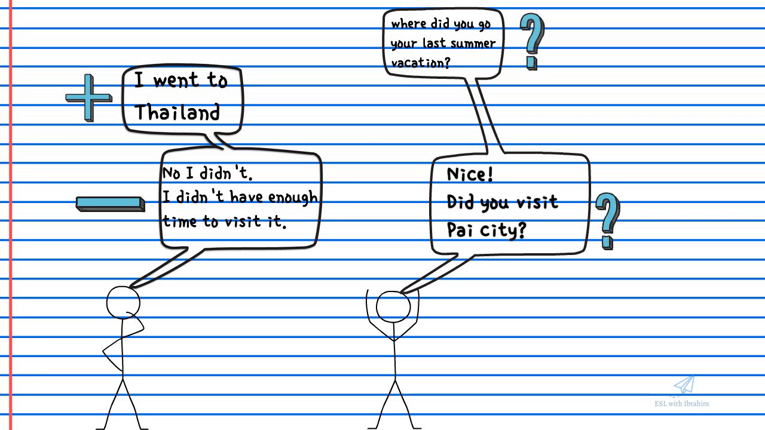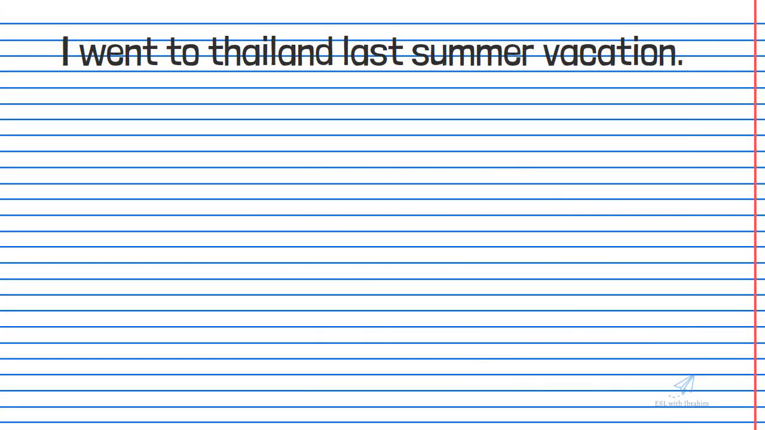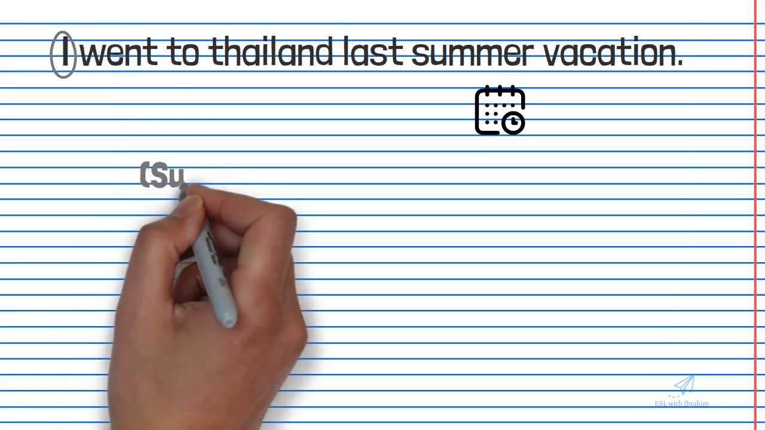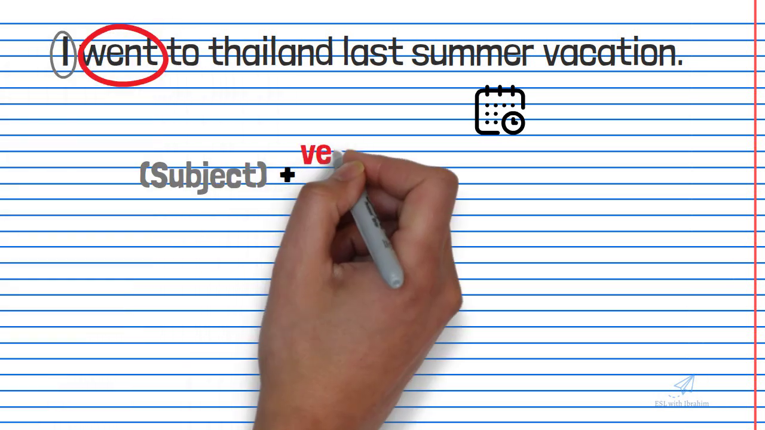Let's start with the affirmative. I went to Thailand last summer vacation. I added last summer vacation because in the past simple tense, we usually know when the action happened. The formula of the affirmative is very simple. Subject plus verb in the past simple form.